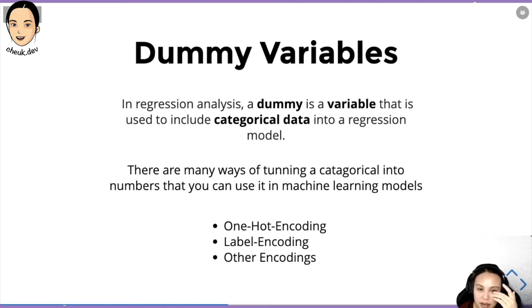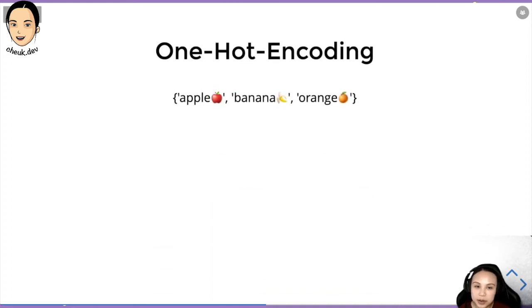So one way of doing it is one hot encoding. The other way is label encoding. There are other encoding methods, but they have drawbacks and different reasons why they're not as popular. So, a one hot encoding example.